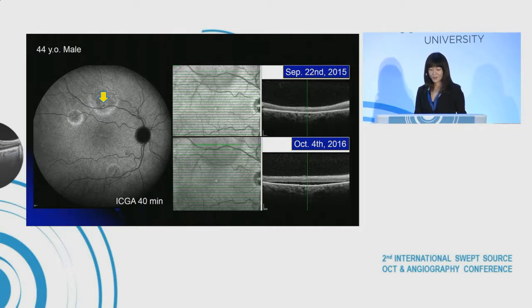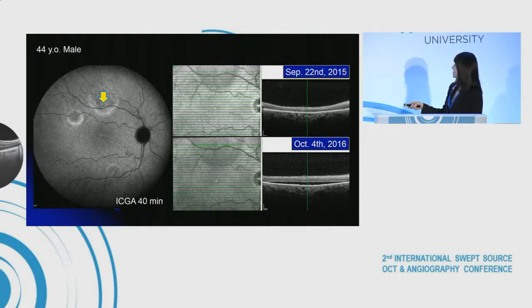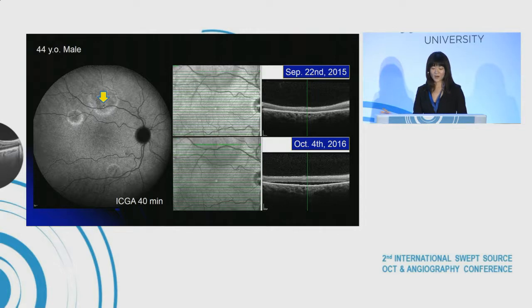This is a 44-year-old man. FHFA was observed above the arcade vessel. 1 year later, SRD was confirmed at the site where FHFA had been detected the previous year.